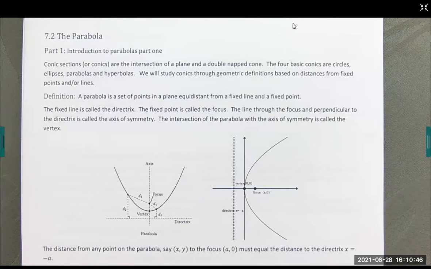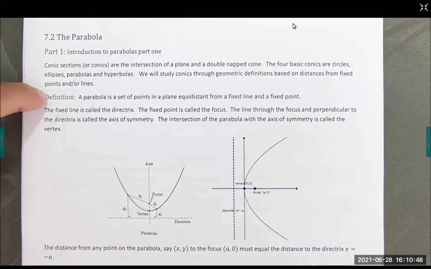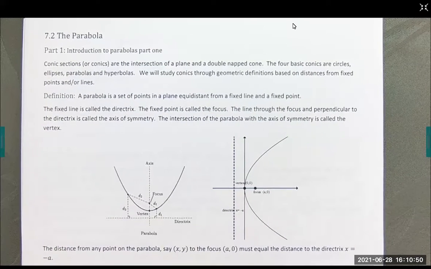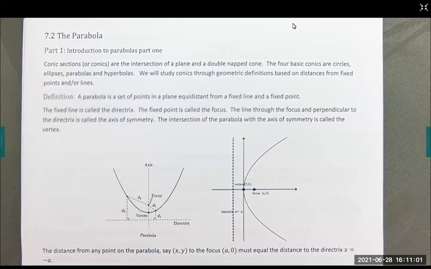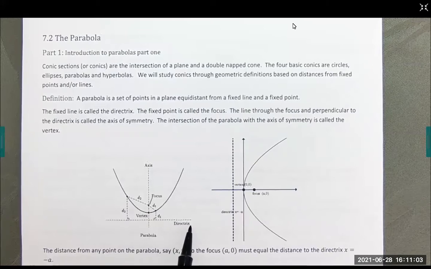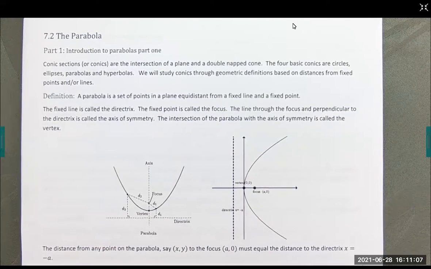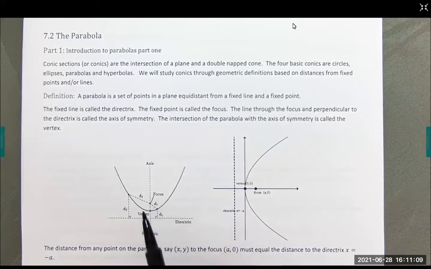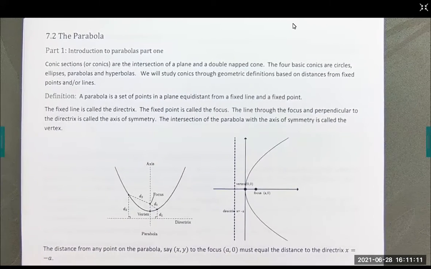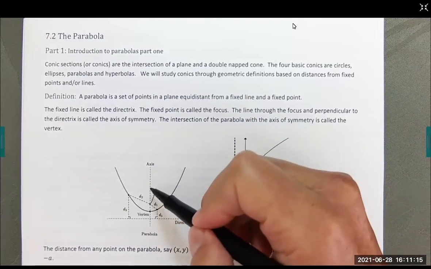We can skip to here. A parabola that we're going to study today is a set of points in a plane equidistant from a fixed line and a fixed point. Let's describe what that means. The fixed line is called the directrix. That's down here. The fixed point is called the focus. So that's right here. Now, the line through the focus and perpendicular to the directrix is called the axis of symmetry. That's right down the middle here.